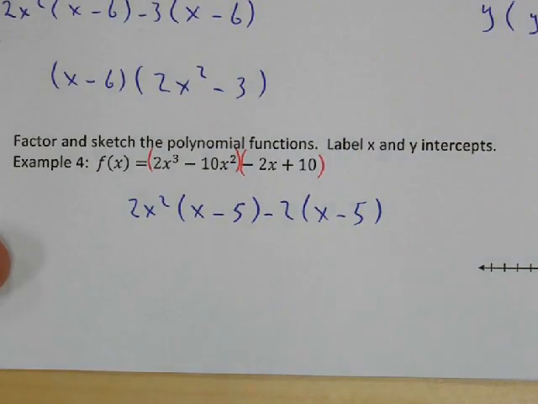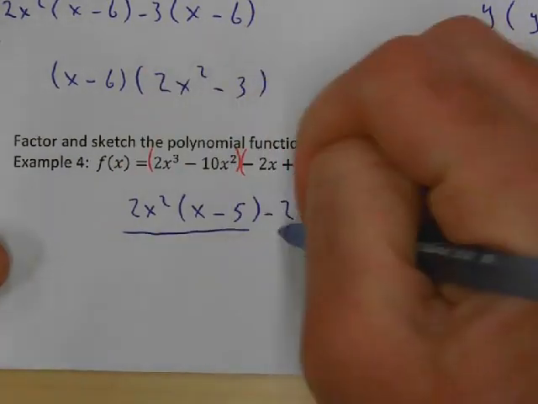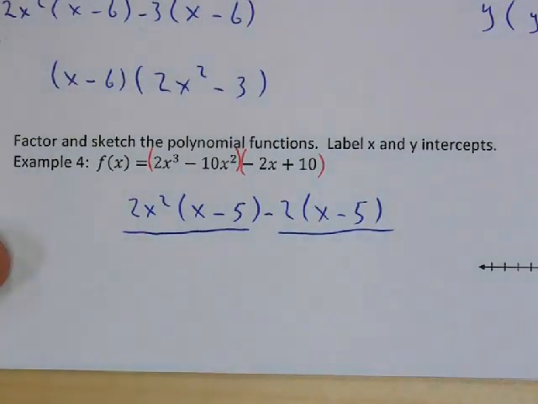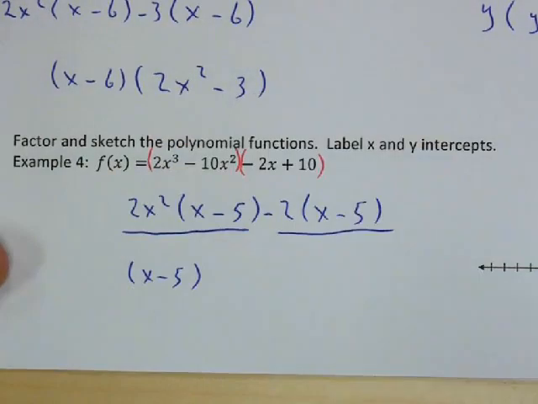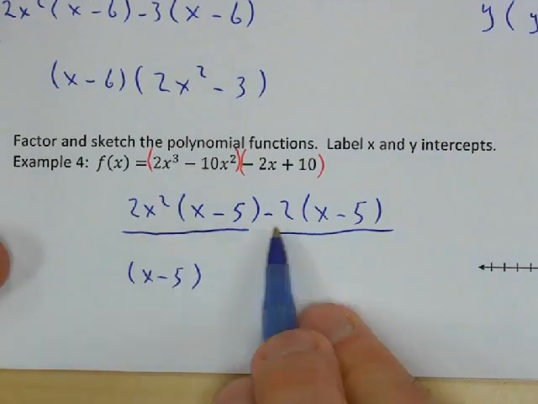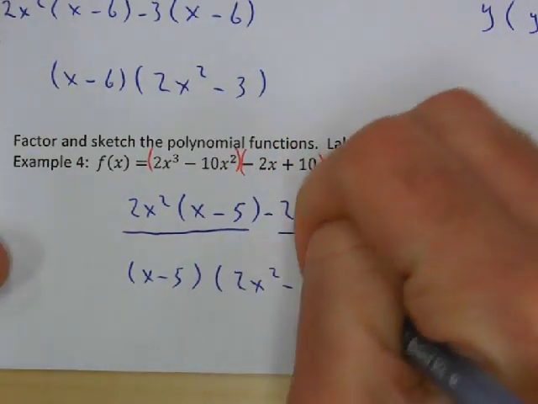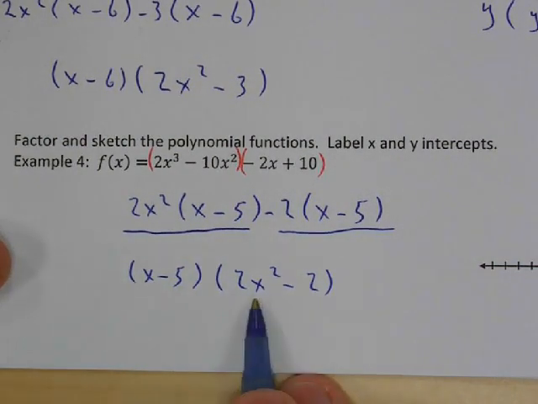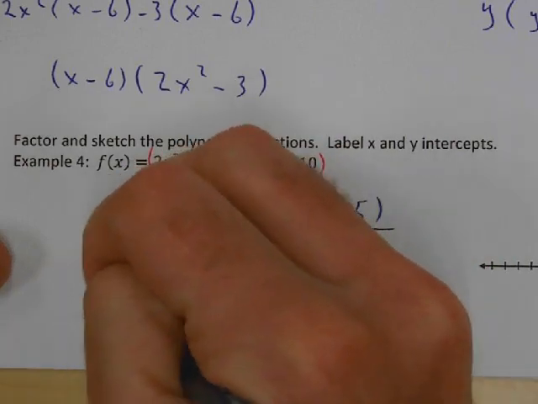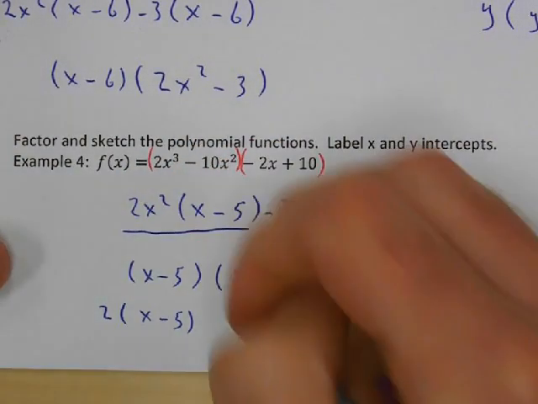Now, what do these two big terms have in common? The x minus 5. And then what's left over? 2x squared minus 2. So we did factor by grouping, and now let's see if we can factor any more. Can we take out a GCF? Sure, now we can take out that 2. I'm going to put that 2 in the front, then we have the x minus 5, and that leaves us with x squared minus 1.